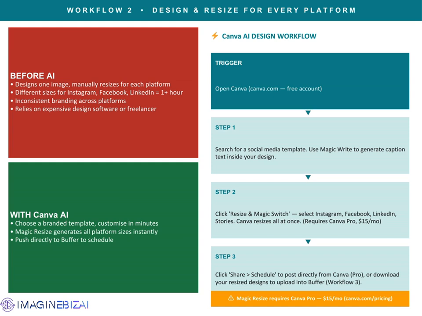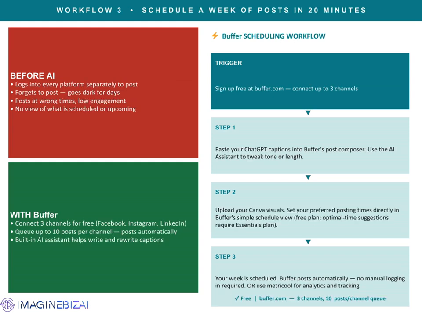Now here is the powerful part. On Canva Pro, $15 per month, click Resize and Magic Switch. Select every platform: Instagram, Facebook, LinkedIn, Stories. Canva generates all sizes, instantly. What used to take 1 hour takes 30 seconds. Import the artifacts directly to Buffer to schedule. That is a complete workflow, from blank canvas to scheduled posts, in under 20 minutes.